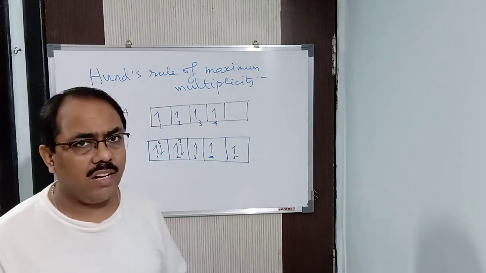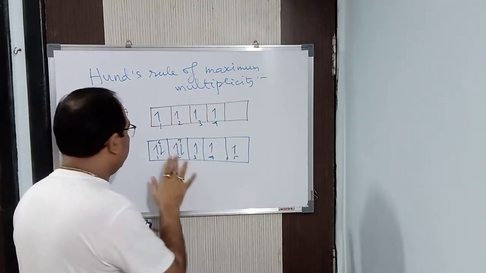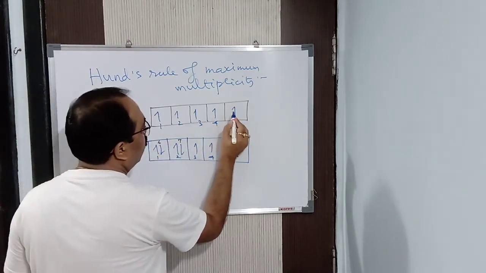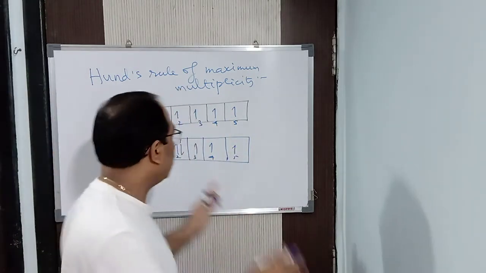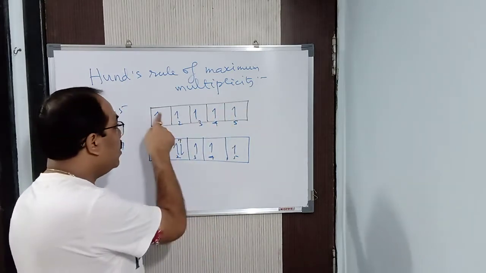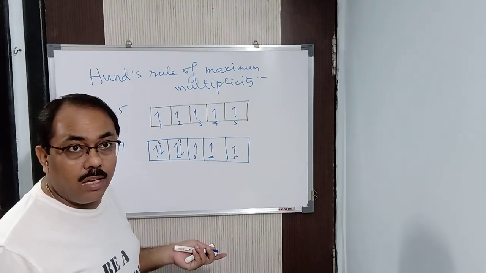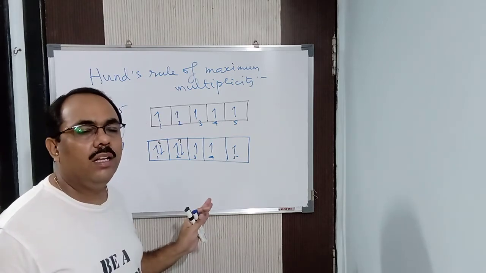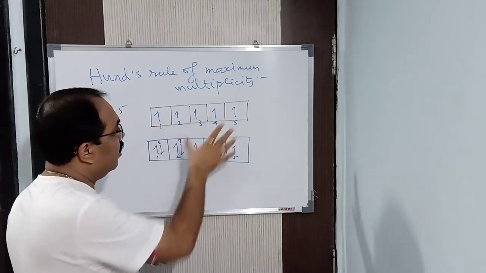Now the second reason is that when we are filling in this single manner, see now d5, let us say here, the fifth one. Now it is stable due to symmetry, it becomes symmetrical because all are unpaired. Let us say all are in the clockwise direction. So all are clockwise, it is being symmetrical. So it is stable due to symmetry, it is symmetrical in nature.